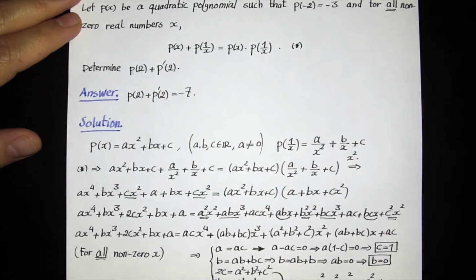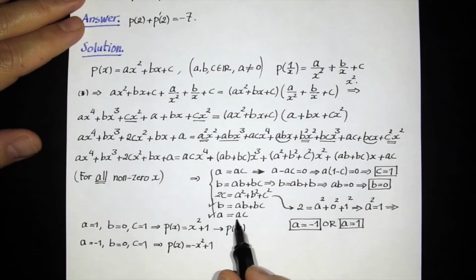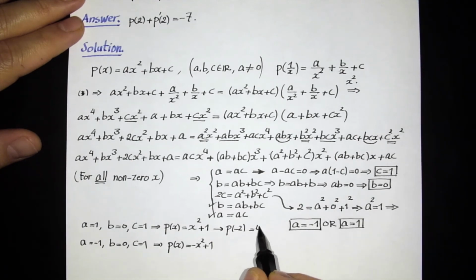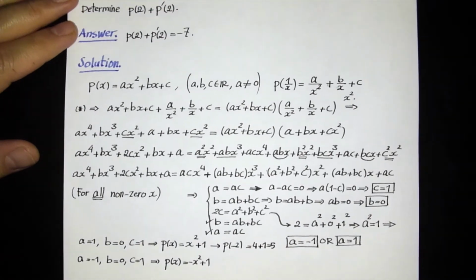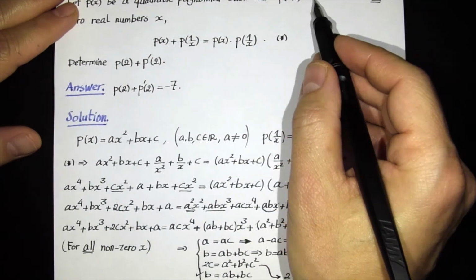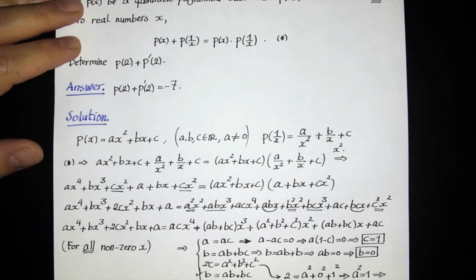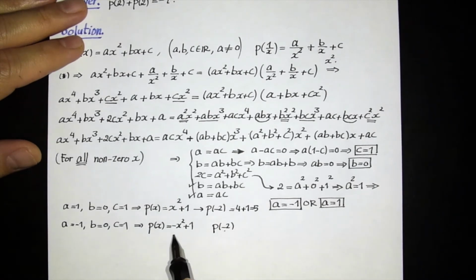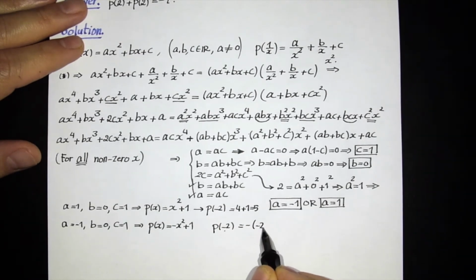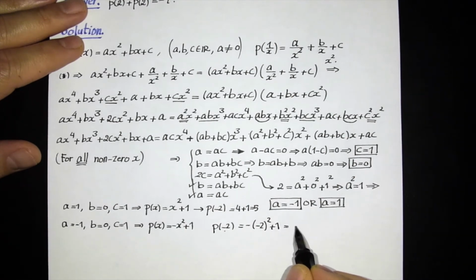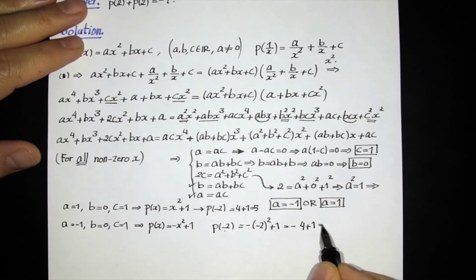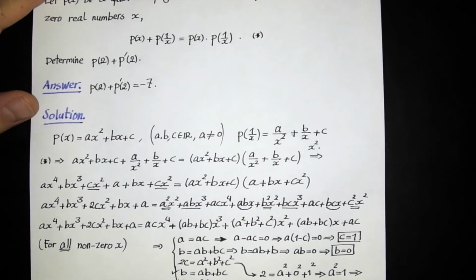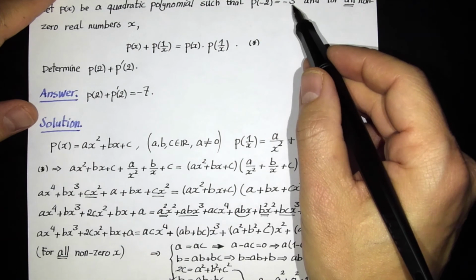But it is clear that this does not work, because if I calculate p of minus 2 for this one, what happens? If I calculate p of minus 2 for this one, it becomes 4 plus 1, which is 5. But I have to have it equal to minus 3, so this will not work. But let me check this one. What is p of minus 2 in this case? It becomes minus 2 to the 2 plus 1, which becomes minus 4 plus 1, which becomes minus 3, and that is exactly the number that is mentioned in the problem.